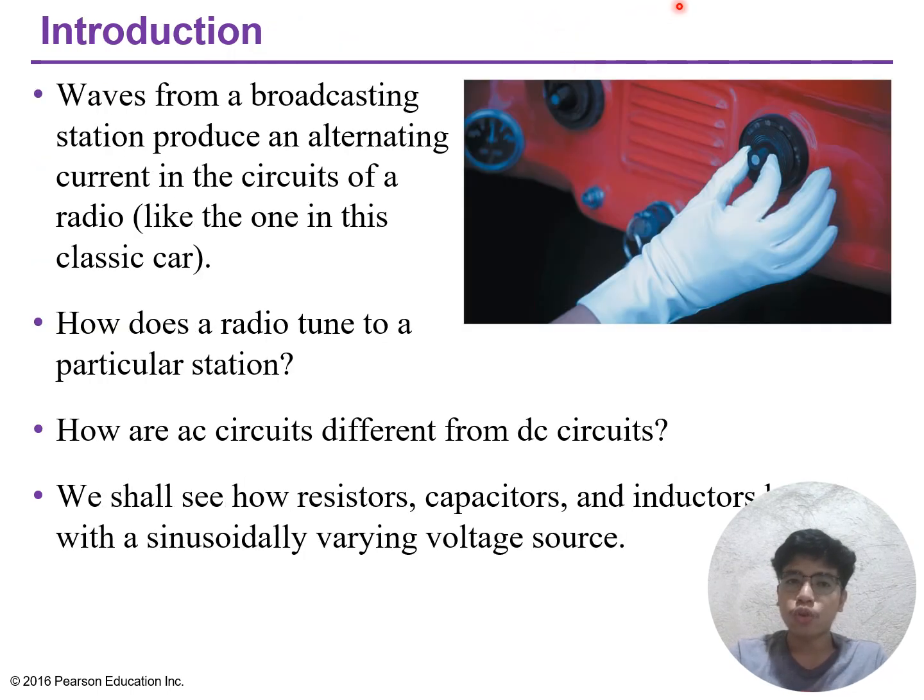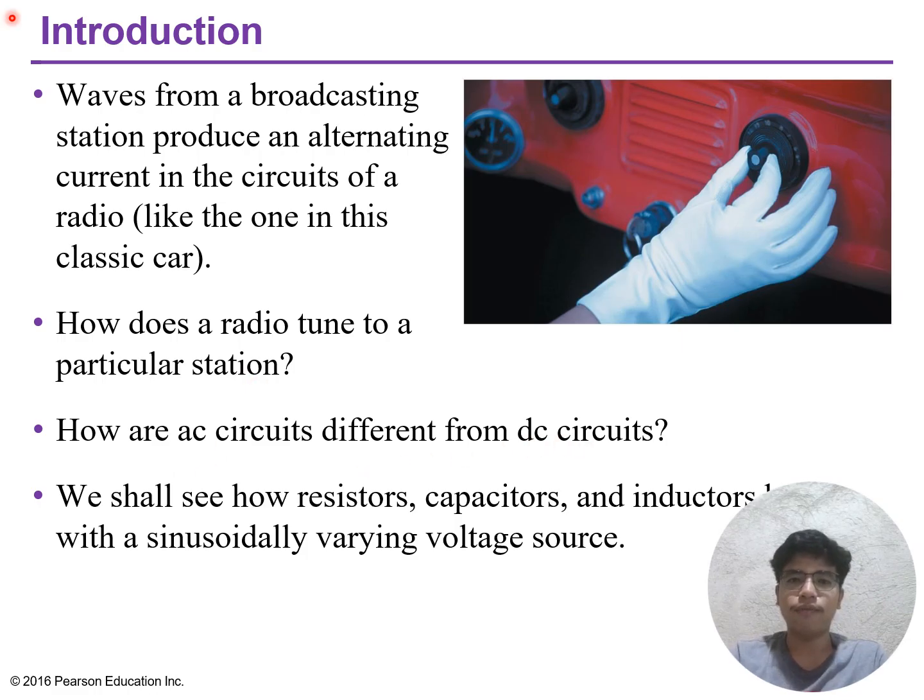So imagine turning a radio in a classic car and asking yourself, how does this device select one specific broadcasting station from the multitude of signals traveling through air? The answer lies in alternating current circuits, which form the basis of receivers, transmitters, and virtually all wireless communication systems. The key question we must address is, how is AC fundamentally different from DC circuits?